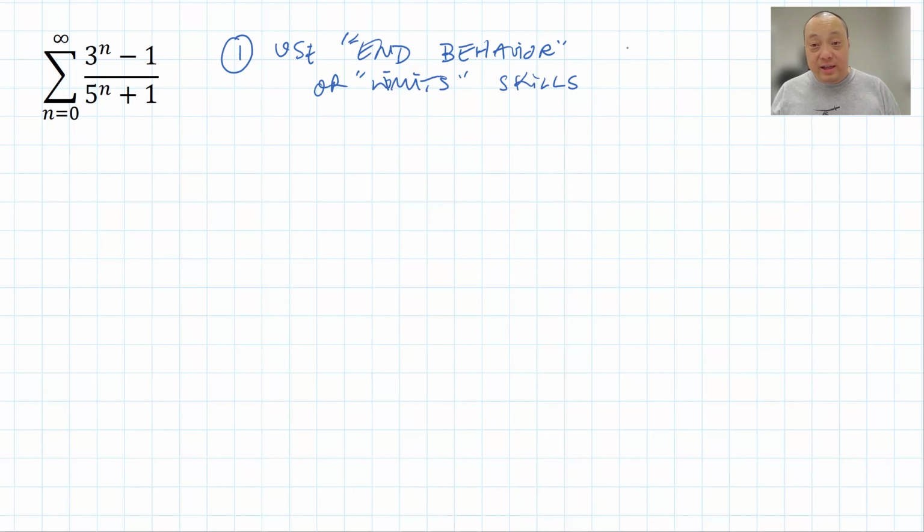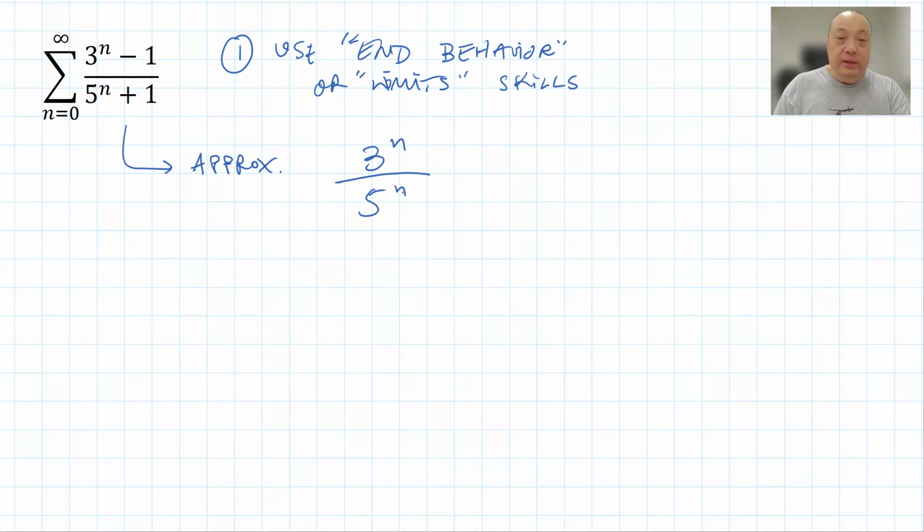So step one is the same. I'm going to use my end behavior or limit skills to figure out what I should compare this series with. Well, when n is very large, then adding 1 or subtracting 1 from it makes no difference. So this is roughly the same as 3 to the nth divided by 5 to the nth. Well, I think of the series that I know that I should compare with.